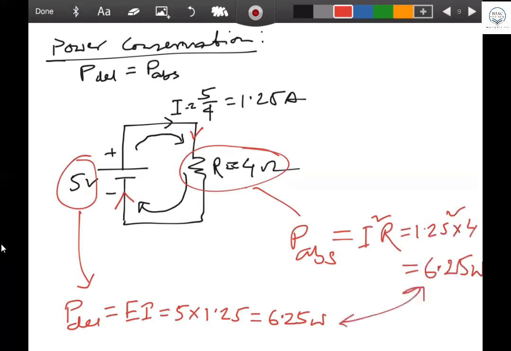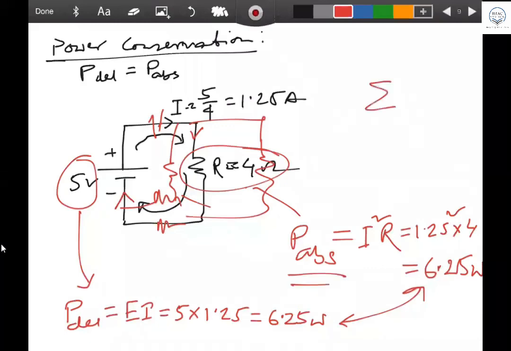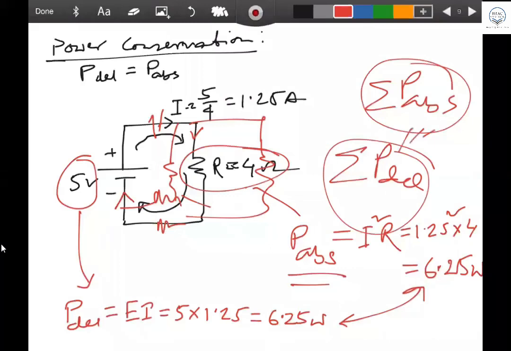So the absorb power and deliver power must be the same, because if there is another resistor, another battery, another resistor, like sort of things, that means all the absorb power you have to add together. We call it summation of P absorb and all the delivery power, P deliver. Then these will be equal. You understand it now? Yes, sir.